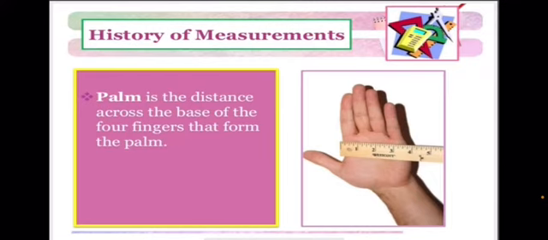Now let's learn about the history of measurements. In earlier times, there were no such metric measurements used, so people used a number of other things. For example, palm. Palm is the distance across the base of the four fingers that form the palm. So, measuring with the help of a palm is basically starting from your finger till the end of your palm. So here you can see in the picture that it is about 4 centimeters. So with this you come to know the length of a cloth or anything that you need to measure.